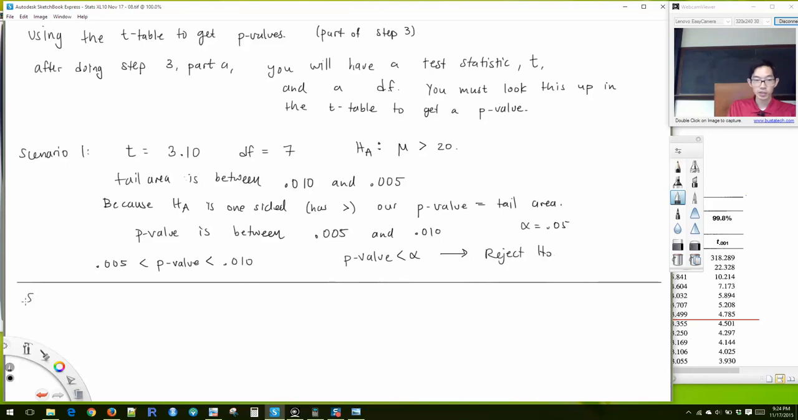All right, let's try scenario two. Okay, let's say our t ends up being 5.4. We have degrees of freedom equal to 10. And our alternative hypothesis is that mu does not equal 700.